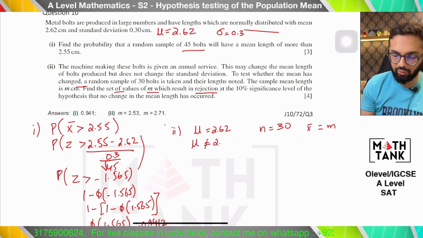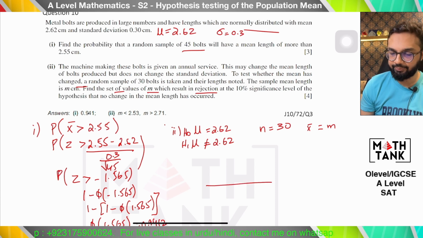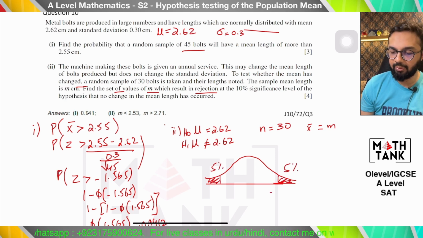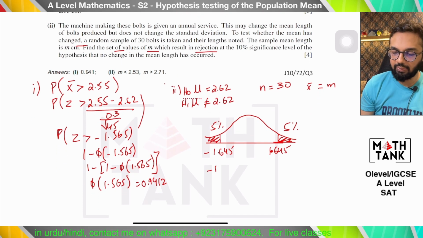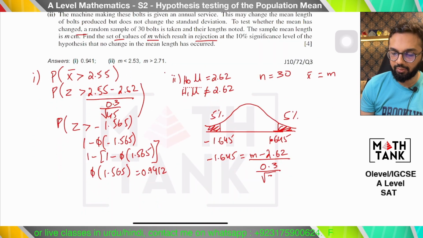Okay, so no change. So I'm going to say that this is a two-tailed test. I have a 10% significance level, so 5% on both sides. Right now my z values are 1.645 and minus 1.645. So minus 1.645 equals x bar minus mean over 0.3 divided by root of 30.